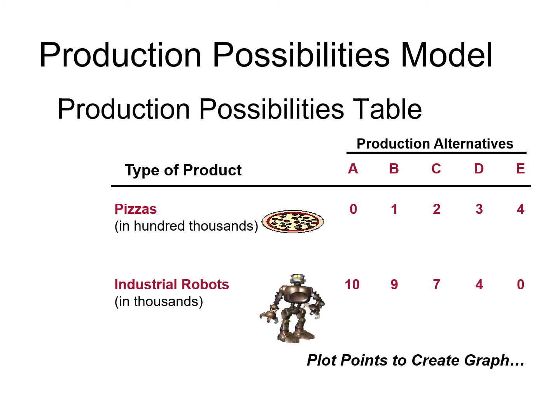Notice the law of increasing opportunity cost is demonstrated again. Right? From E to D, each robot costs 1/4 of a pizza. From D as in dog to C as in cat, each robot costs 1/3 of a pizza. From C as in cat to B as in boy, each robot costs 1/2 of a pizza. And then that last robot costs a whole pizza, increasing opportunity cost along the curve.